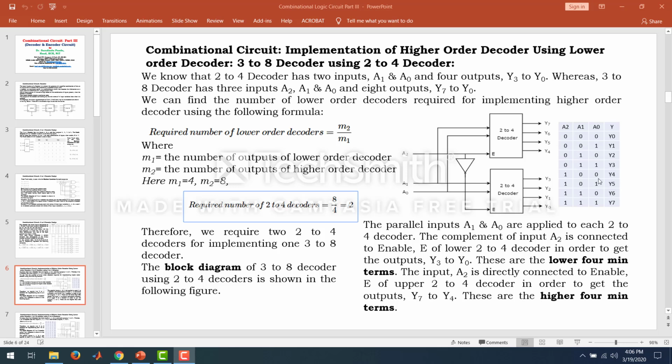Now from this truth table we make the 3 to 8 decoder using the 2 to 4 decoders. So in this video lecture today, the 3 to 8 decoder using 2 to 4 decoders is described. In the next video we will carry on the lecture.